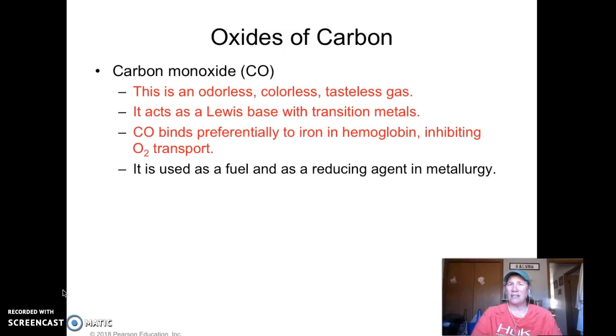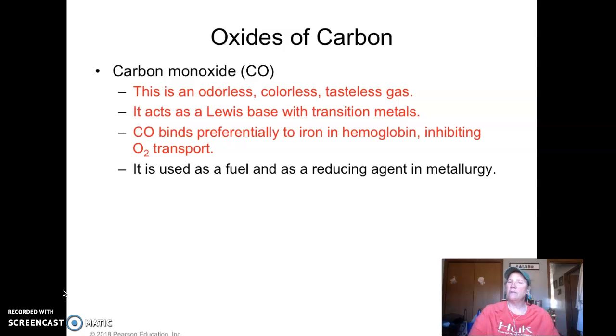Okay. We have lots of oxides of carbon. Carbon monoxide, CO. It's an odorless, colorless, tasteless gas. Unfortunately, it's not very good for you. What it does is it acts like a Lewis base with transition metals. But if it gets into your body, it binds with iron in the hemoglobin. So instead of iron carrying oxygen like it's supposed to, it carries carbon monoxide. So basically, you don't get any oxygen, you're going to die because of it inhibiting the iron in your hemoglobin from carrying oxygen. Instead, it's easier to bind with it. So you look really good when you die because you've got rosy cheeks, but unfortunately, you're still dead.